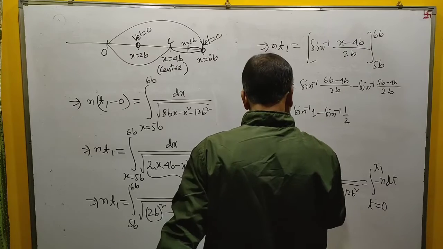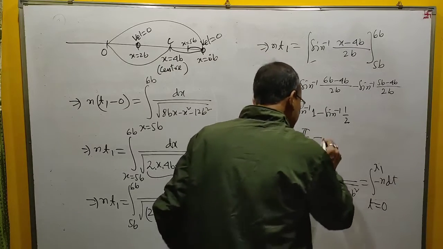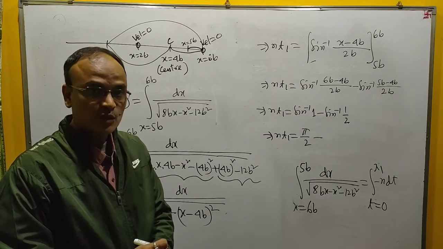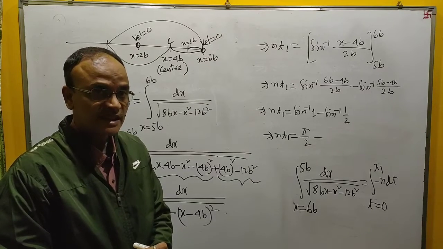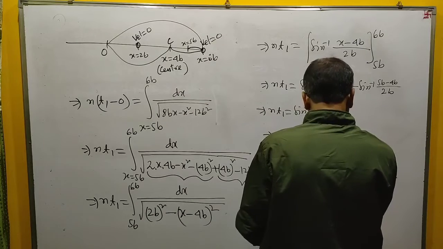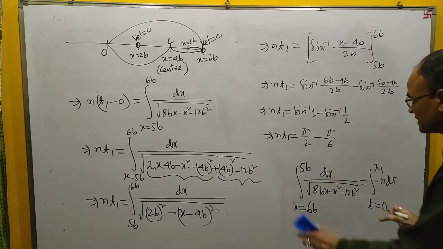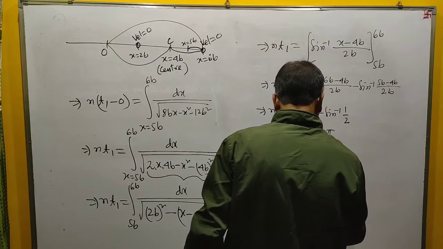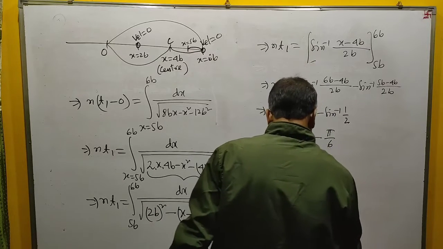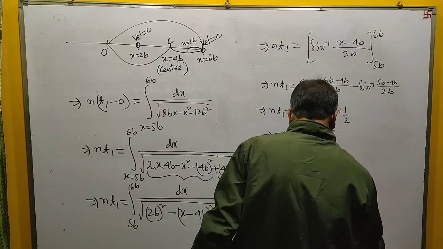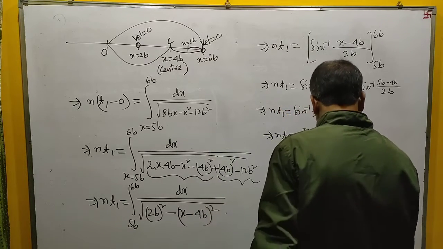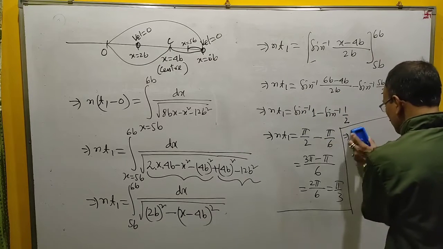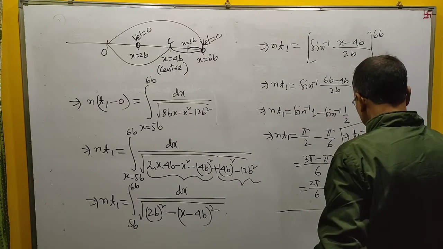This means n t1 equals pi by 2 minus sine inverse of half. What is the value of sine 30 degree? Sine 30 degree means 1 by 2, so sine inverse half means pi by 6. This is equal to (3 pi minus pi) by 6, which equals 2 pi by 6 equals pi by 3. This means n t1 equals pi by 3, so t1 equals pi by 3n.